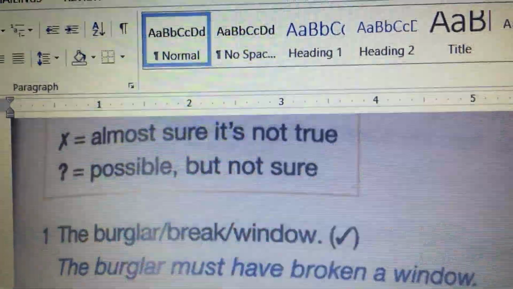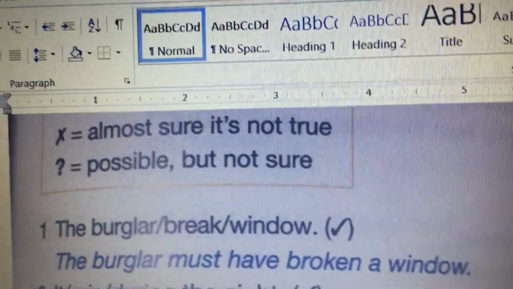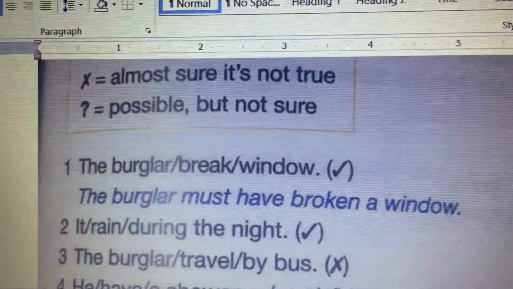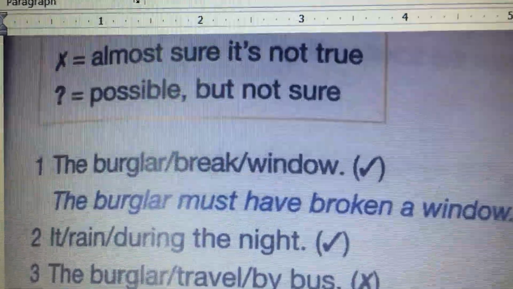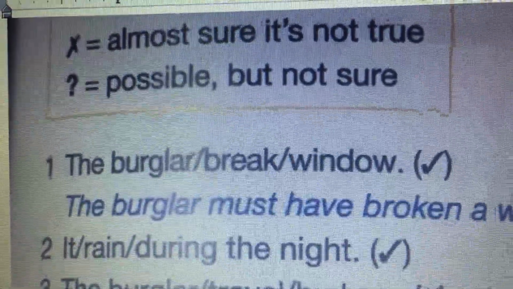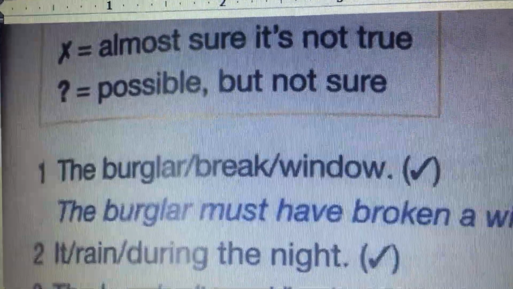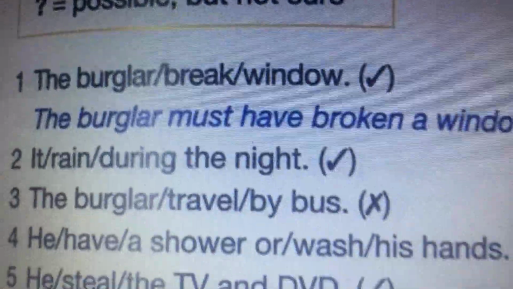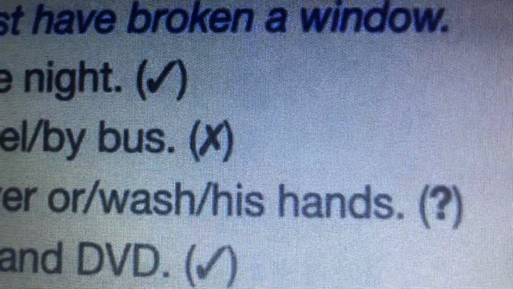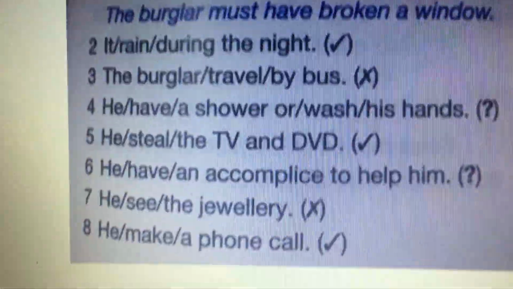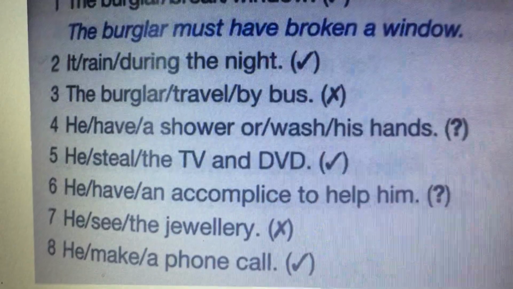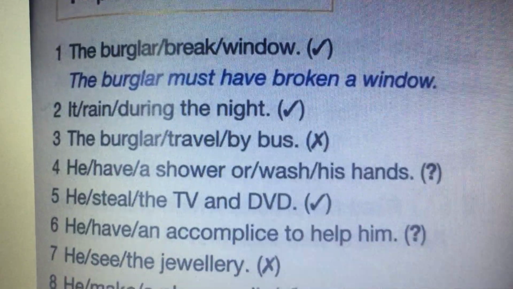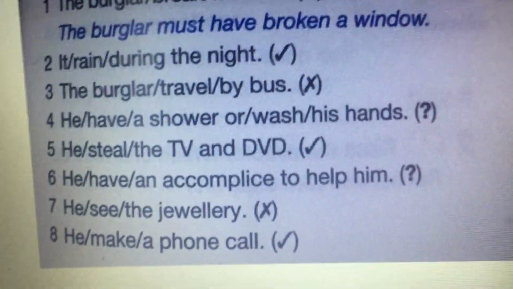We have here an example with a tick. Remember, we use must have. The burglar must have broken a window. The second sentence is also with a tick. Which one do we use? Remember? Which one do we use with X? Which one do we use with question marks? Okay, you have to do this exercise in your notebook. Write them down and use must have, could have or might have, and can't have.